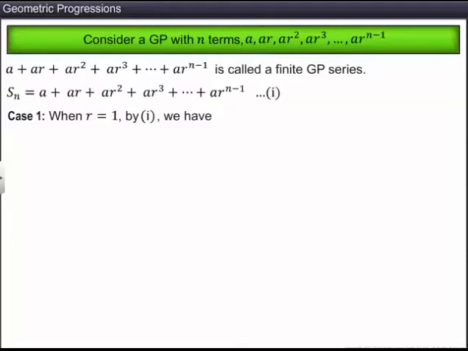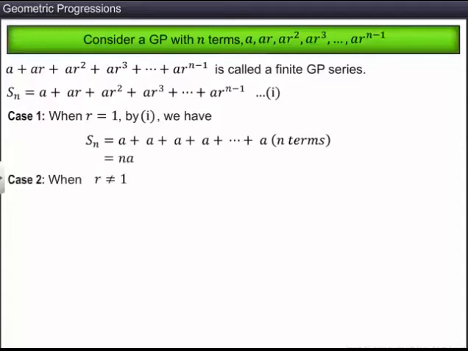The sum of n terms of the series is equal to a plus a plus a, and so on, up to n terms. This is equal to n into a. The second case is where r is not equal to 1.